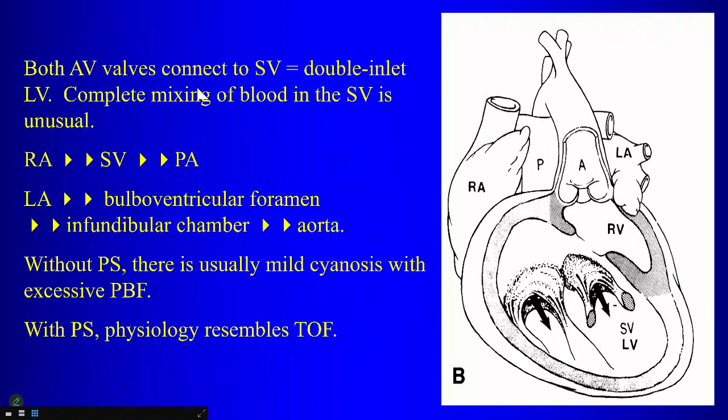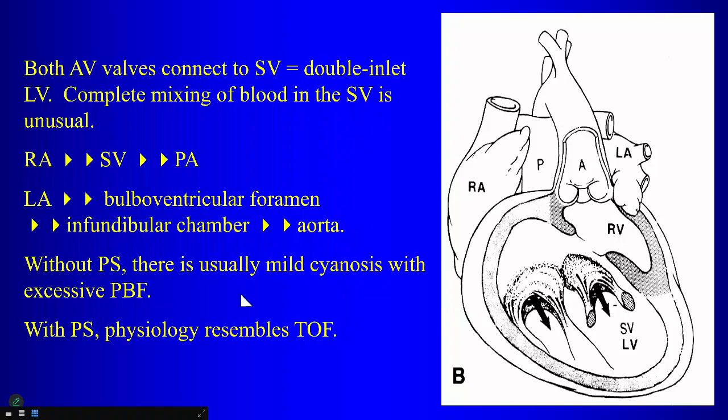So both AV valves connect to the single ventricle, right? But what happens is that the blood flow from the right atrium tends to go into the single ventricle and then into the pulmonary artery, which is good. That's where you want the blood flow from the right atrium to go. The blood flow from the left atrium tends to be directed towards the bulboventricular foramen, right, into this infundibular chamber and then into the aorta. That's also good, right, to get your blood flow from the left atrium into the aorta.